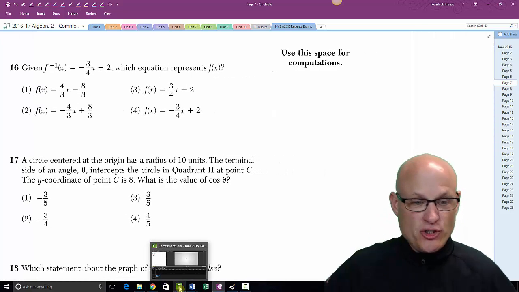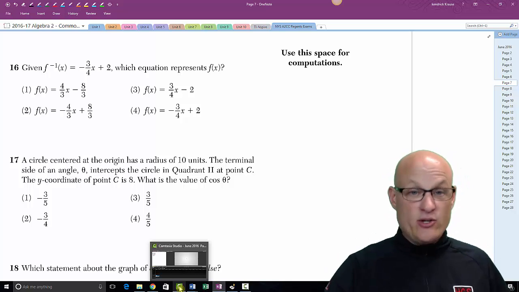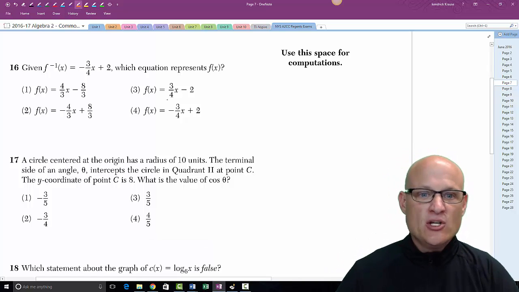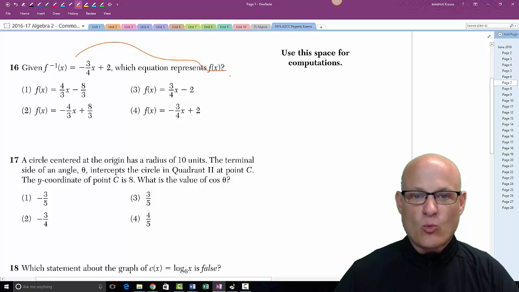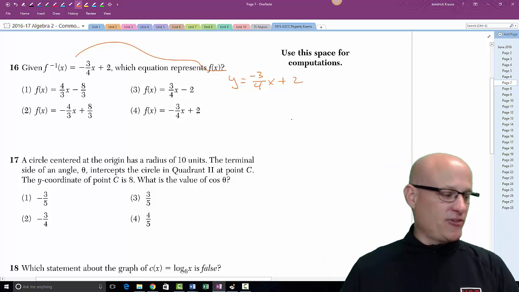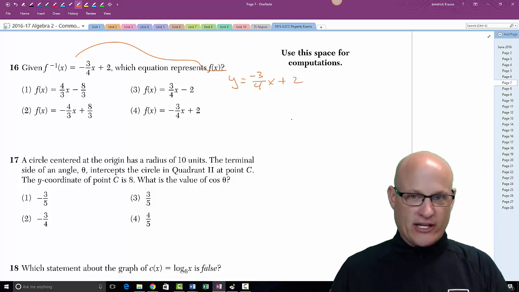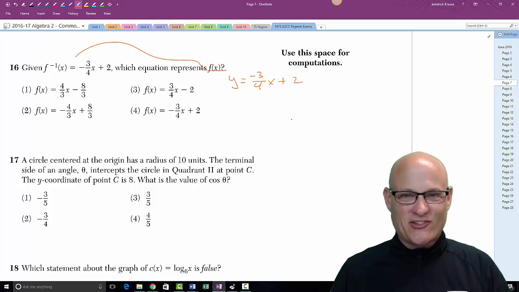Inverse functions. I'm going to show you 2 ways to do this one. One way, and then of course, using the graphing calculator. So really what I have here is y equals negative 3/4 x plus 2. Now they tried to trick you by giving you the inverse and asking you for the original. Like that's different than giving you the original and asking for the inverse. The process is done the same way.